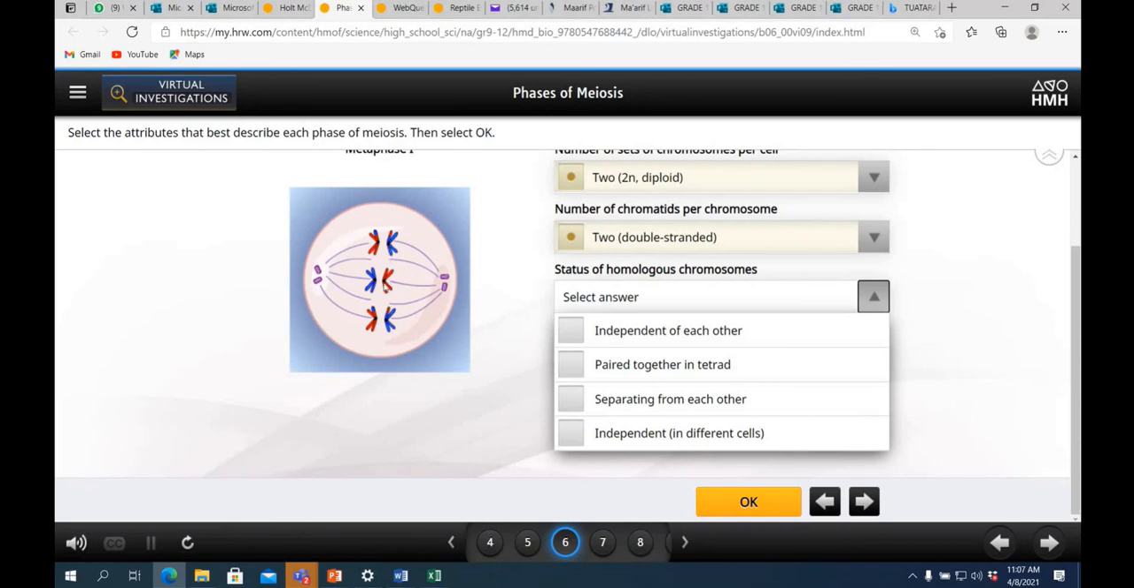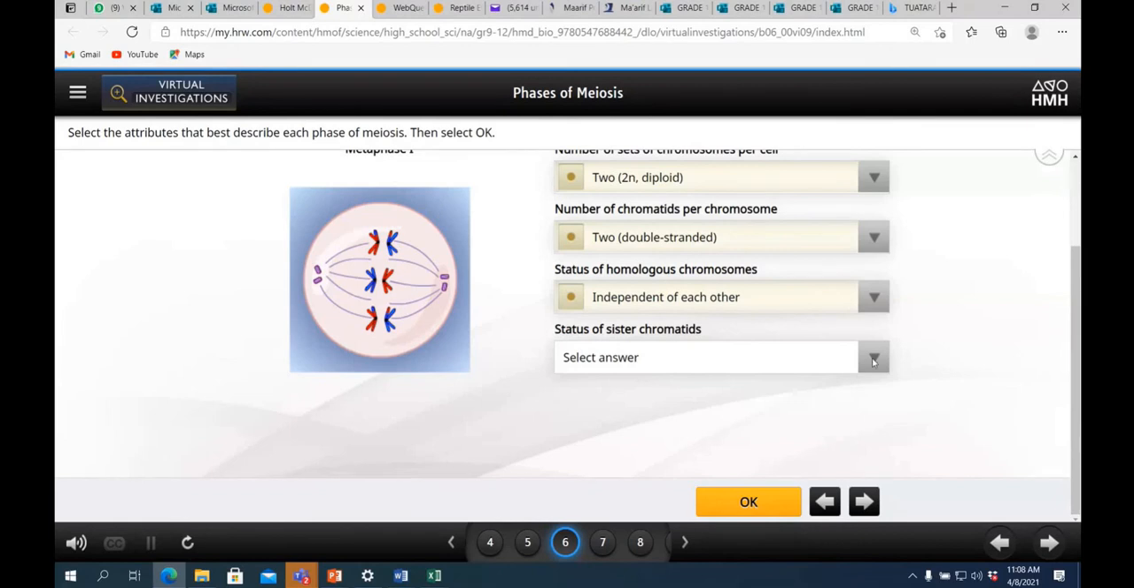They are aligned in the center and held together by the spindle fibers. So can we say they are still paired together in a tetrad? No, they are not, isn't it? So can we say they are separating from each other now? I don't think so, because they separate in anaphase. In the next phase, you think they are separating? Yes. Alright, so what would be the answer for this phase now? Independent of each other or independent in different cells? They're not in different cells, they're in the same cell, so maybe it's the first, independent of each other.